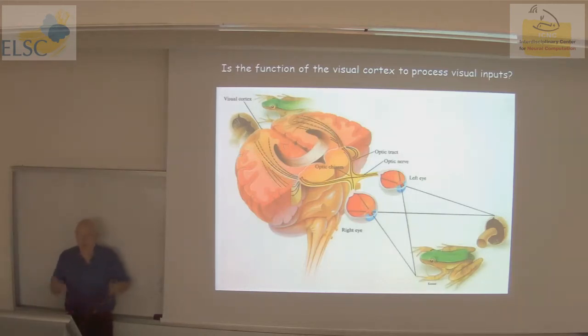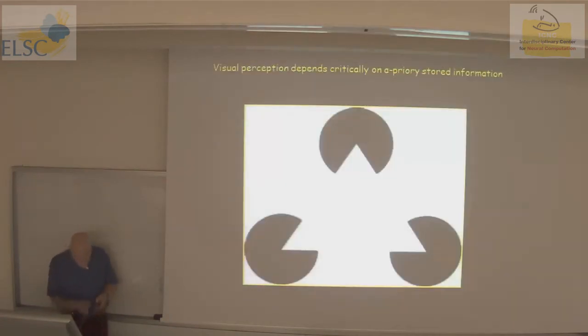But of course, those of us who are really studying this system realize more and more that the critical parameter that must be considered is not only the optical signals that come through the eyes, but the stored information, the a priori expectation, you might say, or a priori sensitivities of the visual system that exist in the brain, in the visual cortex, before we even open our eyes.